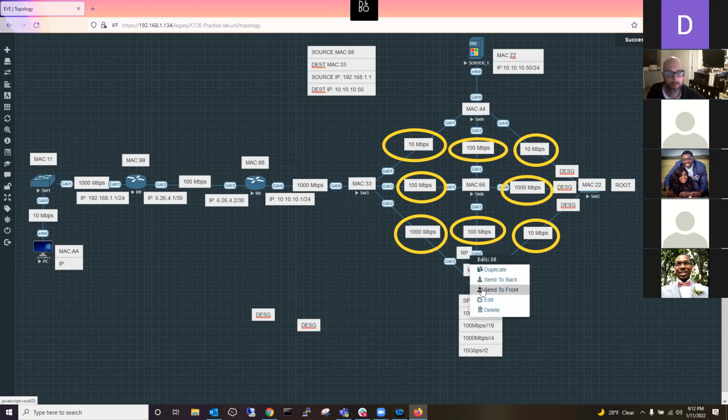Did that make sense, everybody? Yeah, root port always points back home, or points to the root. Points back home. There you go. I like that.